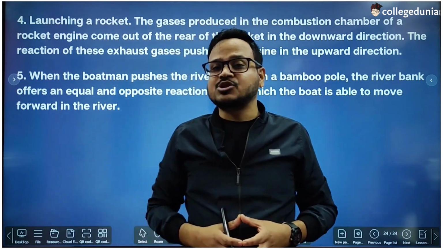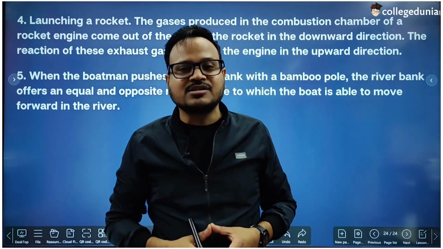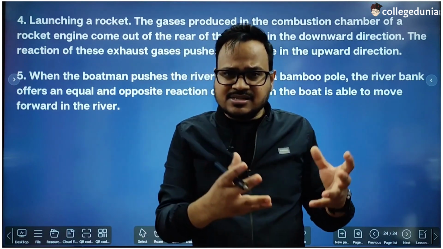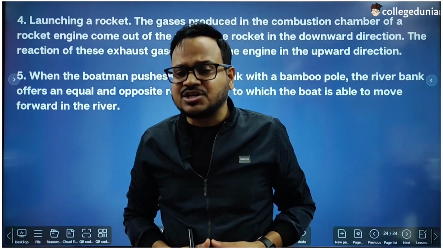So these were the concepts of Newton's laws of motion, and in next lecture we are going to discuss another very important concept, which is friction.